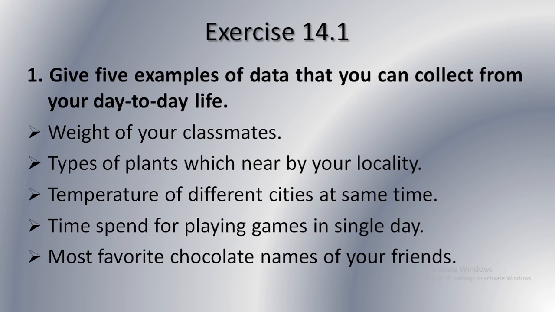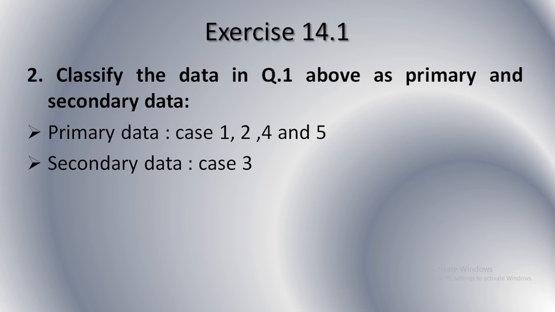Second, types of plants near your locality. Third, temperature of different cities at the same time. Fourth, time spent playing games in a single day. And fifth, most favorite chocolate name of your classmates or of your friends. Got it? Now go to the next.